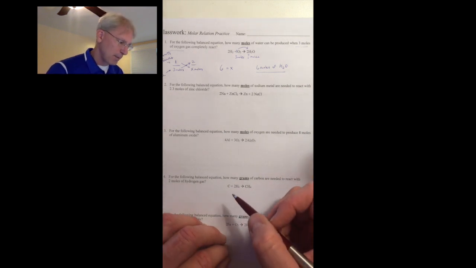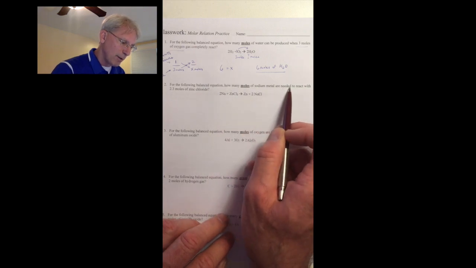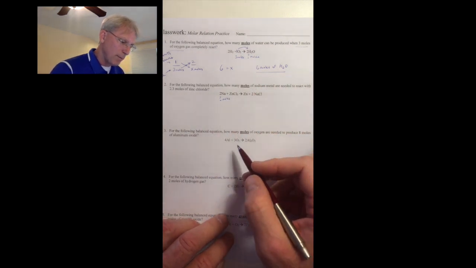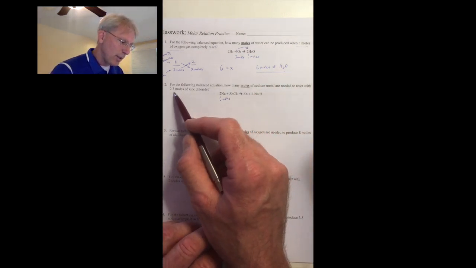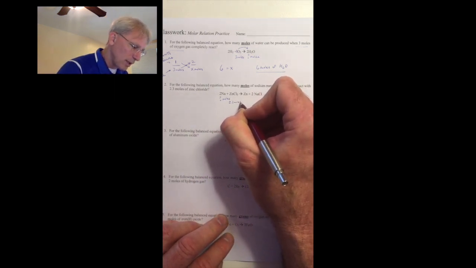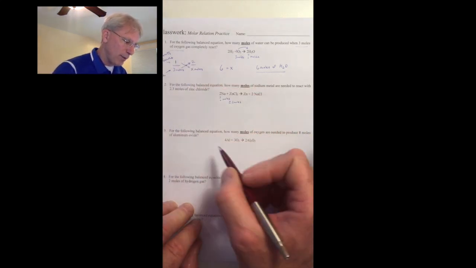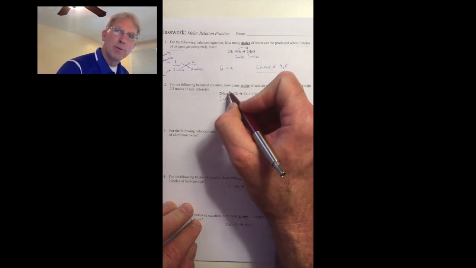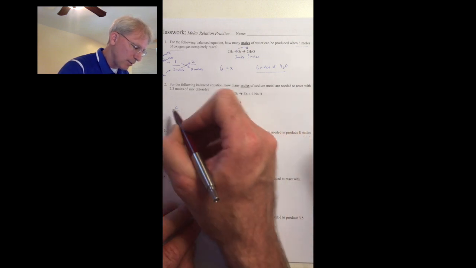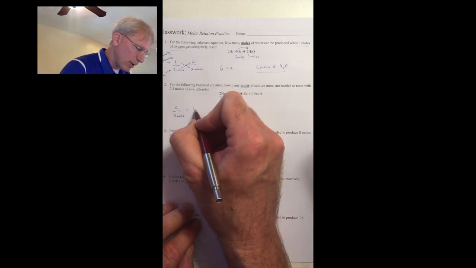Okay, let's try this again. So in this problem, it says, for the following balanced equation, how many moles of sodium metal are needed? So I'm going to write in a question mark here, how many moles of sodium metal, if we're going to react with 2.3 moles of zinc chloride. So I know that this one is 2.3 moles of zinc chloride. So I'm going to write a formula again. I'm going to put my coefficients up top. So I have an invisible number 1 again. So I can say 2 over x moles is equal to 1 over 2.3.